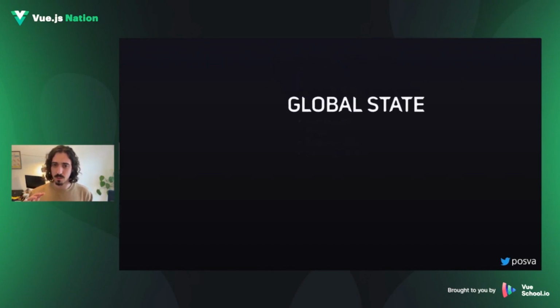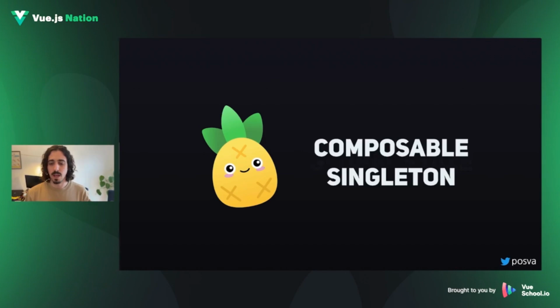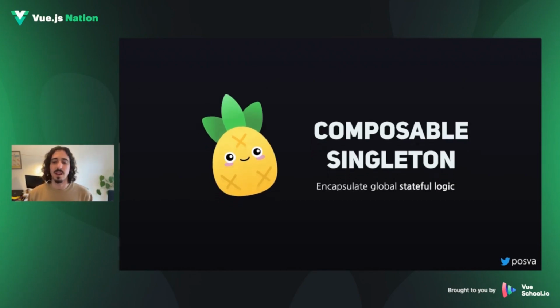And so this allows me to talk also about how we look at Pinia. We think of Pinia as just global state or stores. And I think that we can also give it a different look. So one way I like to look at stores is thinking of them as composable singletons. A composable is a function that encapsulates stateful logic, and a composable singleton will be a way to encapsulate global stateful logic.